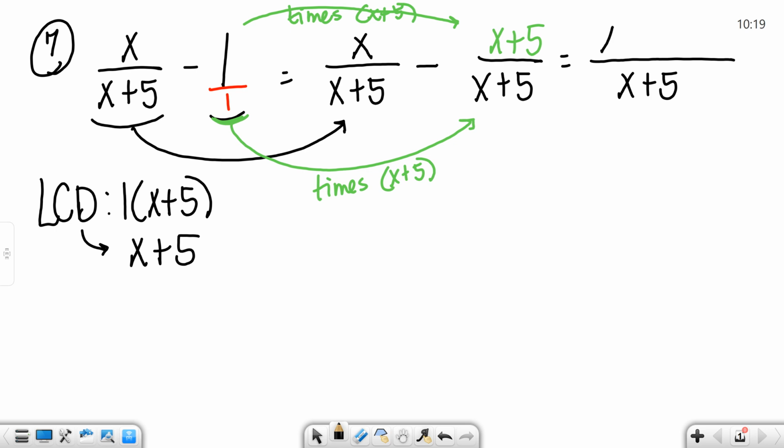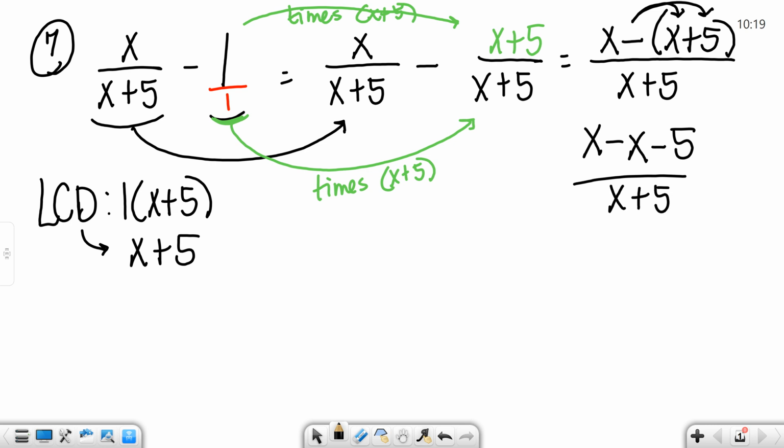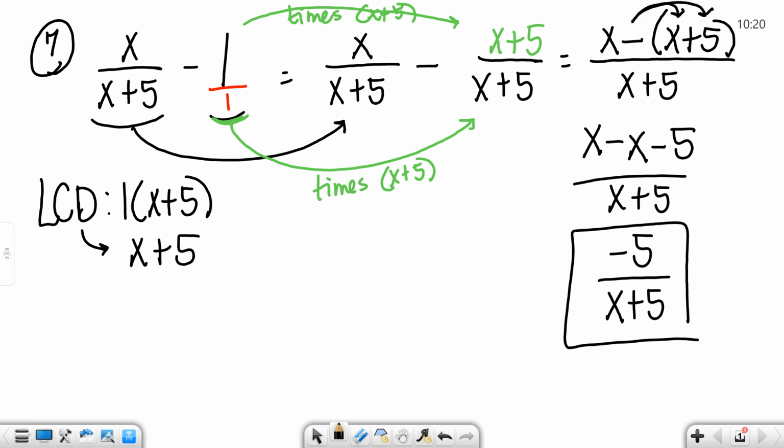Now I'm subtracting, so I need to be careful here. Make sure that this x plus 5 is in parentheses because I am going to have to distribute that negative, which is what I'll do now. Distribute that negative. Well, x minus x in the numerator leaves me with a 0, and then minus 5. And then I still have the x plus 5 in my denominator. And we are finished with that one.